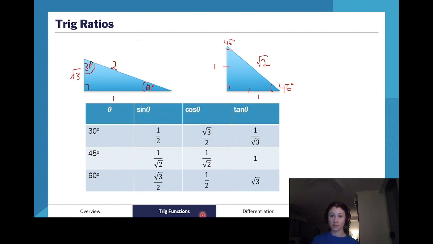So as you can see, this table of values here describes what you can find using these special triangles. Another example is if we wanted to find the tan of 45, we would have the opposite over the adjacent, which would give us 1 over 1, which gives us 1.